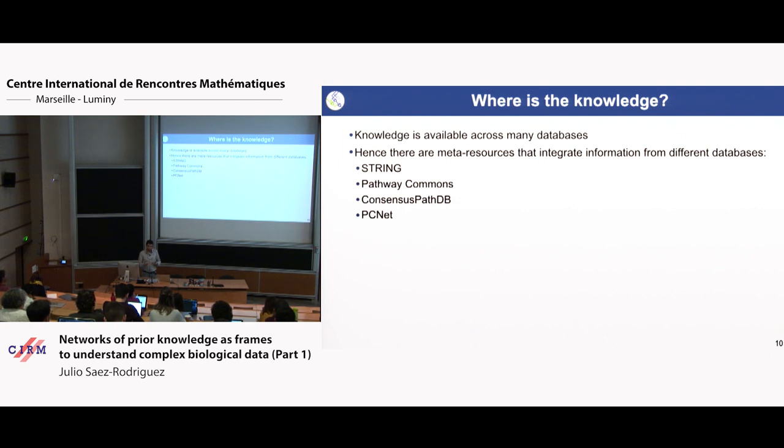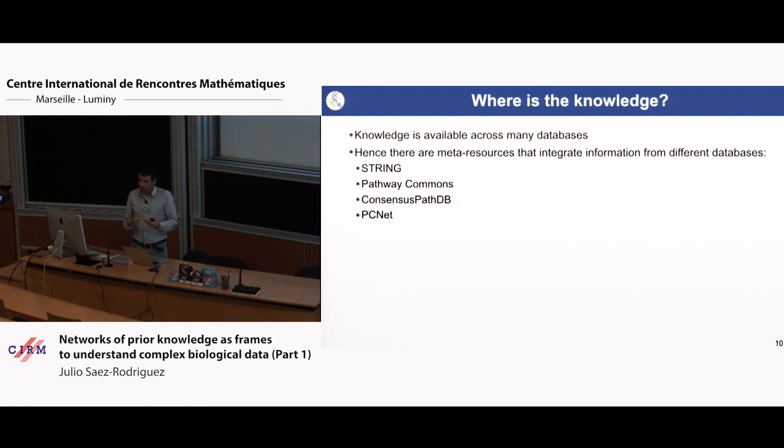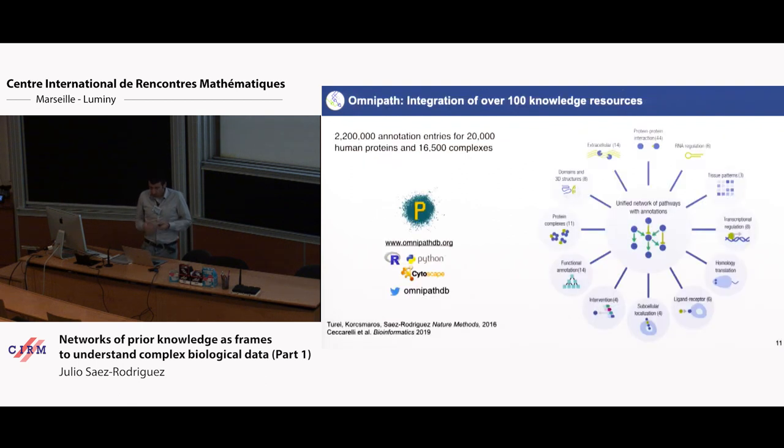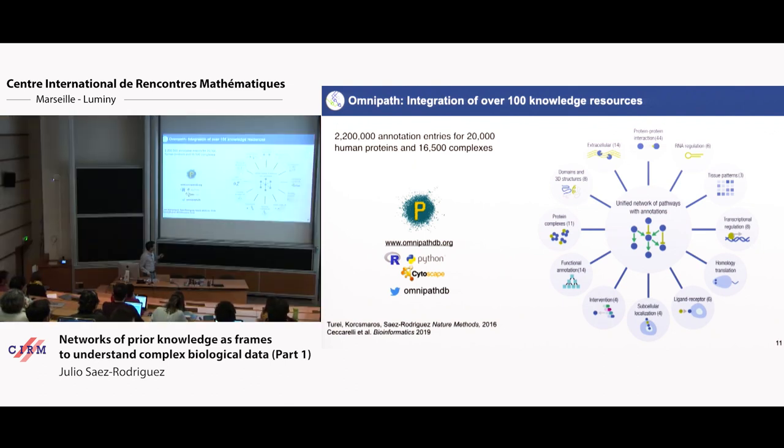So if we think of biological networks, very well-known ones are STRING from Peer Bork's group at EMBL, Pathway Commons from Chris Sander and Gary Bader for pathways, or ConsensusPathDB from Berlin, PCNet from Trey Ideker. They all have different focus, but the idea is to bring together many sources of biological knowledge that you can then use for your downstream analysis. We also have developed our own, which is called OmniPath.